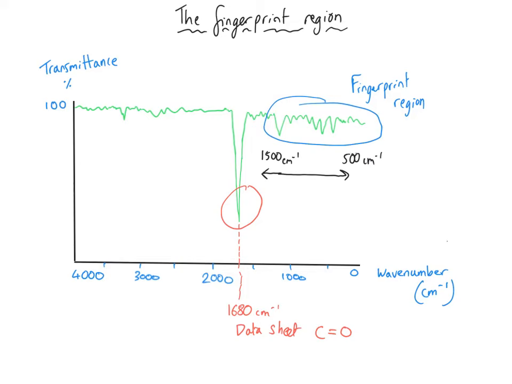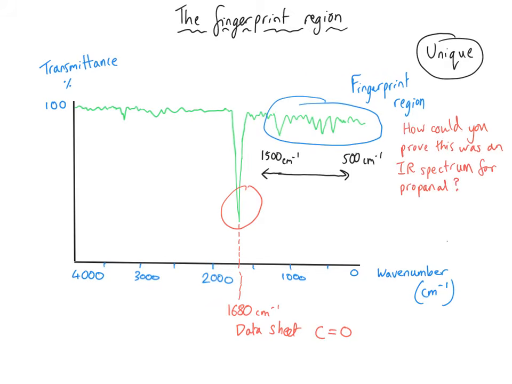Now, the fingerprint region is in the region of 1500 centimetres to the -1 down to around about 500 centimetres to the -1. And the first really important thing to mention about the fingerprint region is it is entirely unique. So that means that for a pure substance, no two fingerprint regions will be the same. And so what that means is that there are computer databases that store infrared spectra of thousands of organic compounds. So you can check and compare relatively quickly using a computer.